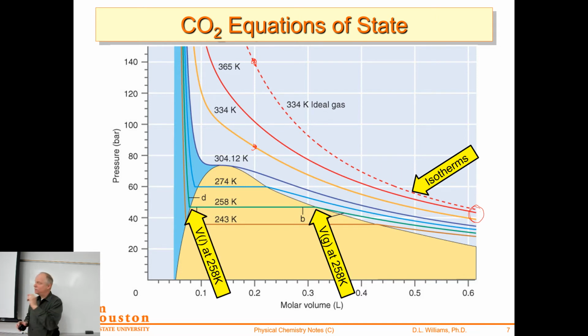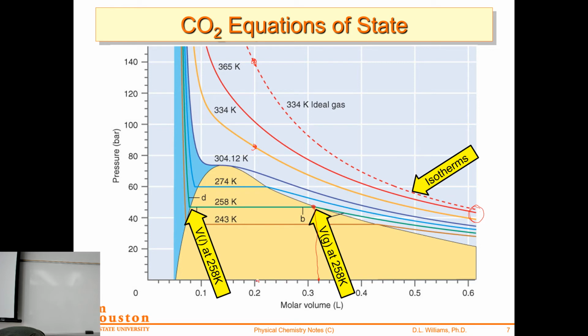And this point here, look what this is labeled as. The volume of the gas phase at 258. So that's the temperature of this isotherm, 258. So that's the volume of gas I have in the container at 258. And if this is my volume, I'm all gas.